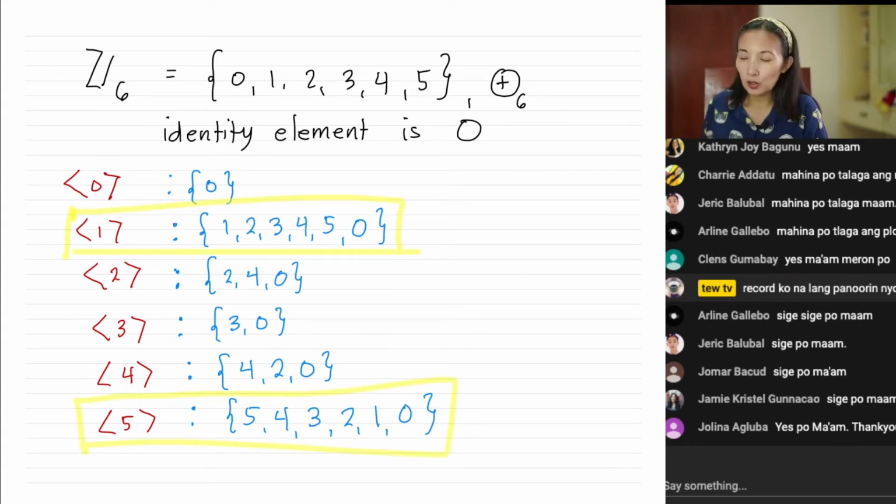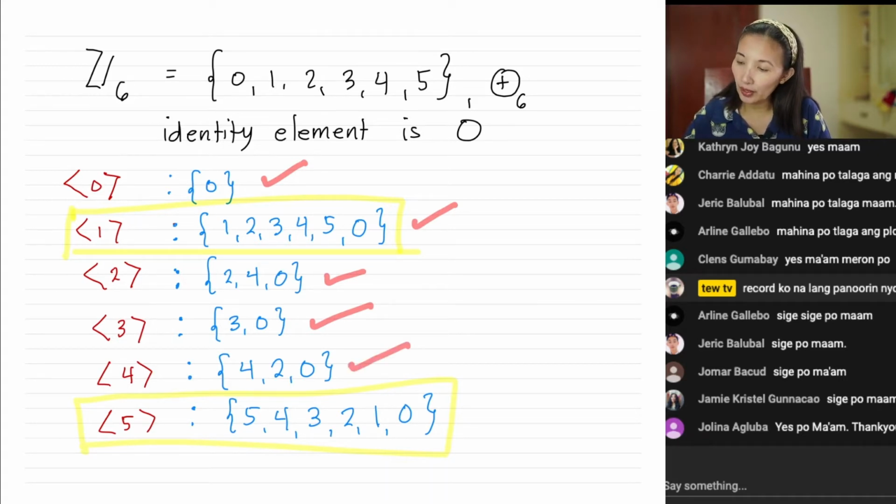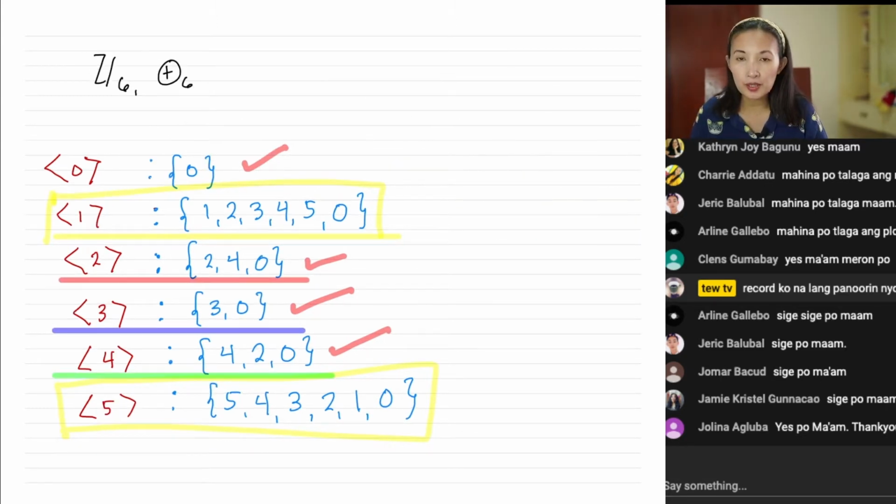Let's look into what we have generated. 0; and then 2, 4, 0; and 1 through 5, 0, which is the set itself; and then 3, 0; and 4, 2, 0. So how many subgroups are there? We have 1, 2, 3, 4, and 5. For Z sub 6, we have generated the following subgroups: the group consisting of the identity element 0, which is considered to be a trivial subgroup; that generated by 1; that generated by 2; that generated by 3; by 4; and by 5, which is in fact the same as that generated by 1.